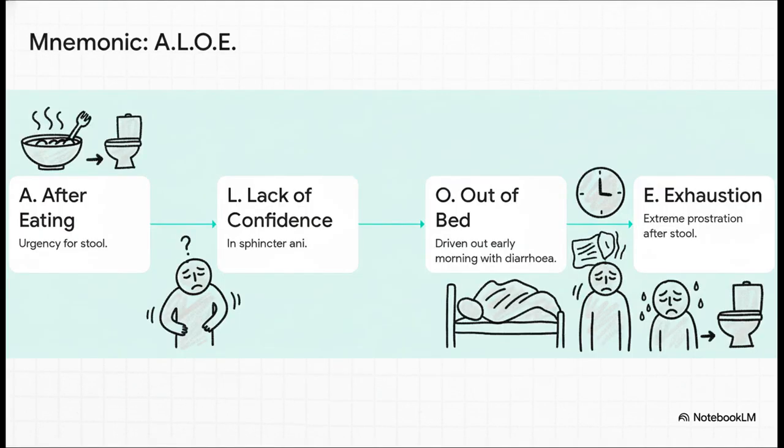Now, to help you remember the absolute core features for your exams, here's a simple mnemonic. Just remember the name aloe. A is for after eating, L is for lack of confidence, O is for out of bed in the morning, and E is for exhaustion after stool. If you can remember those 4 points, you have truly grasped the essence of aloe's gastrointestinal sphere.